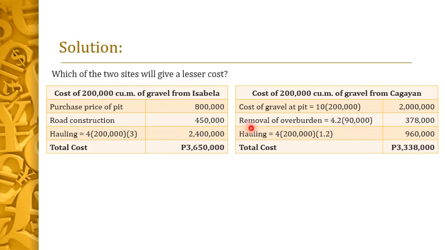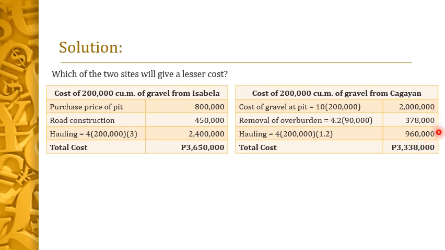The removal of overburden is 4.2 pesos per cubic meter. We need to multiply 4.2 with the volume of the overburden to be removed. And for Cagayan, that is equal to 90,000 cubic meters. The product is equal to 378,000. And for the hauling cost, 4 pesos per cubic meter per kilometer times 200,000 cubic meters times 1.2 kilometers. The product is equal to 960,000.